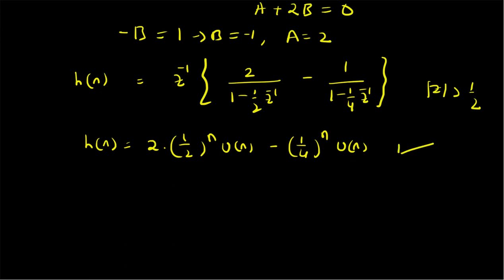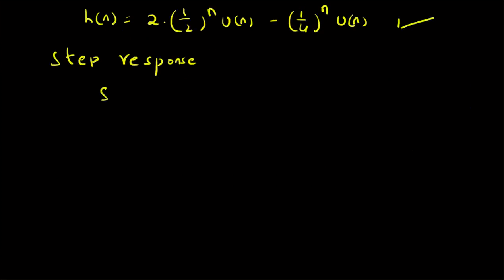Now the next step is to find the step response. The step response S of n is defined as the summation of h of k, where the values of k are from 0 to n. Basically, we are assuming that h of k corresponds to a causal system.